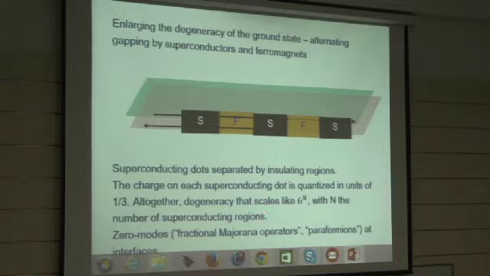What I'd like to mention is that this degeneracy can be described in terms of zero energy modes, just like the Majorana fermions that exist in quantum spin-Hall effect. Zero energy modes which are localized at the interfaces between the superconductor and the ferromagnet. They are known as fractional Majorana operators or parafermions, but in any case, this is what they are. Those are the localized zero energy modes that will take you from one ground state to another.